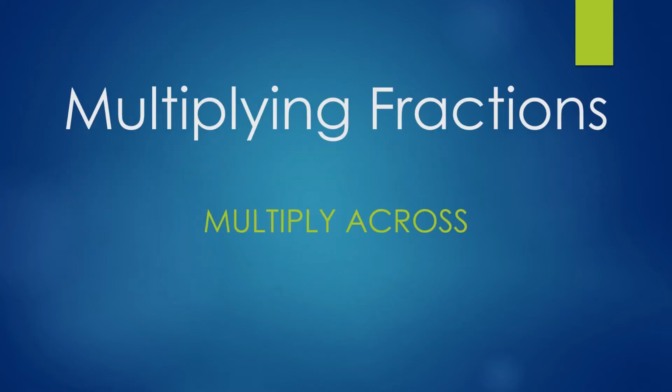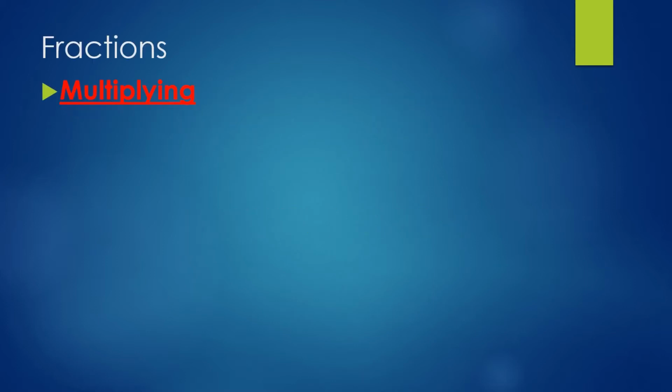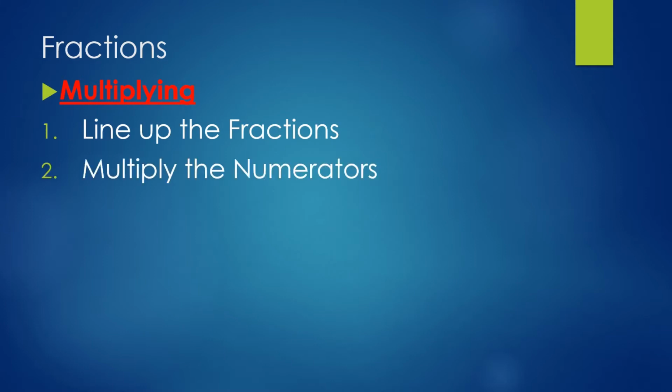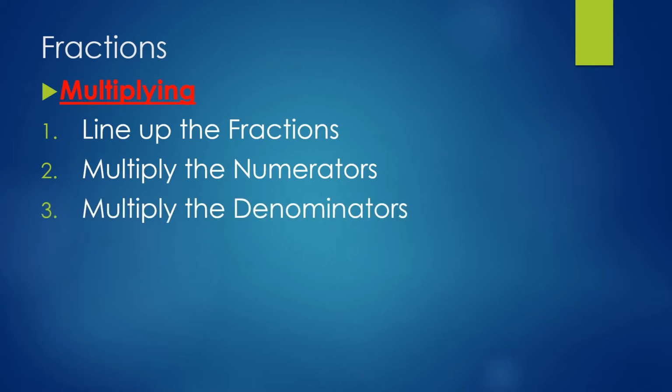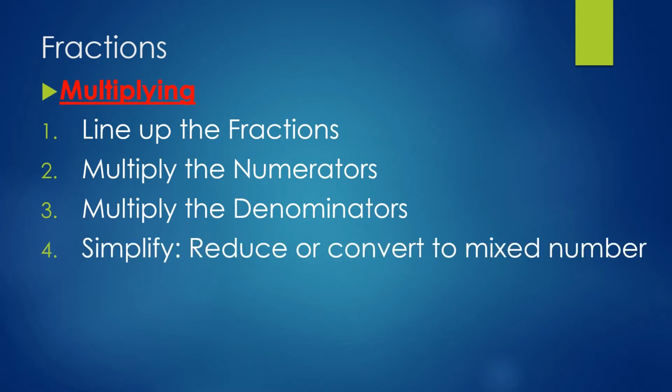Let's start with just multiplying. With these fractions, you're going to multiply across. So for example, multiplying, we're going to line the fractions up. Next, multiply the numerators. That's the number on top of the fraction. Then we're going to multiply the denominators. That's the number on bottom. Then we're going to simplify, reduce, or convert to a mixed number.